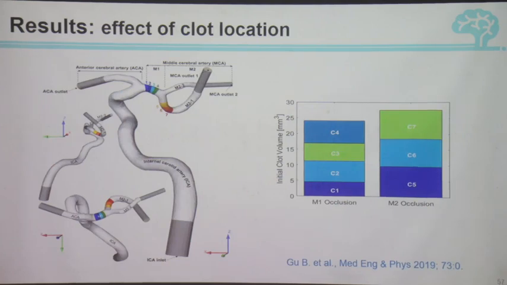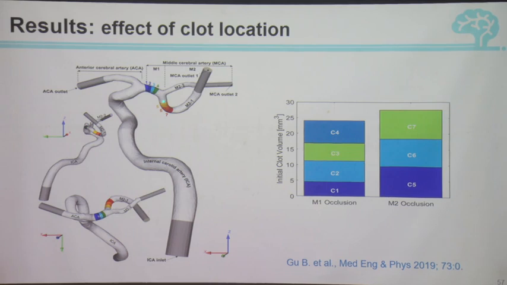Right, then you can look at some further, more complex, more realistic geometries. So this is a geometry reconstructed from CT scans. This is the internal carotid artery, and then we modeled the two bifurcations in this case. So one is the middle cerebral arteries, anterior cerebral arteries, and also the M1 and M2 segments. So the clot can block here. The clot can also happen here.